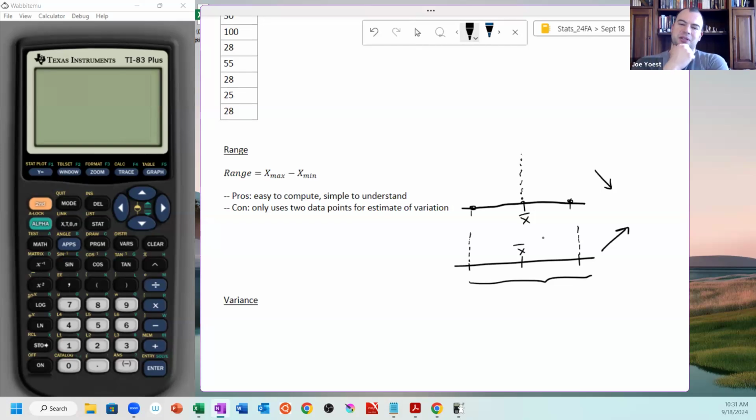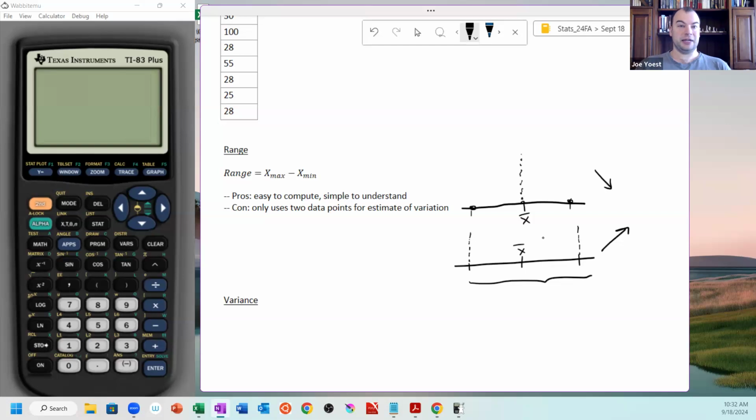Now, one thing that we might notice is if our data set is more spread out, the mean, we know the average, is a measure of center. It's roughly speaking the middle of the data set. So if the average is the middle of the data set, I can take that as an anchor, like a flag set in the ground. And I can measure how far away each data point is from that mean.